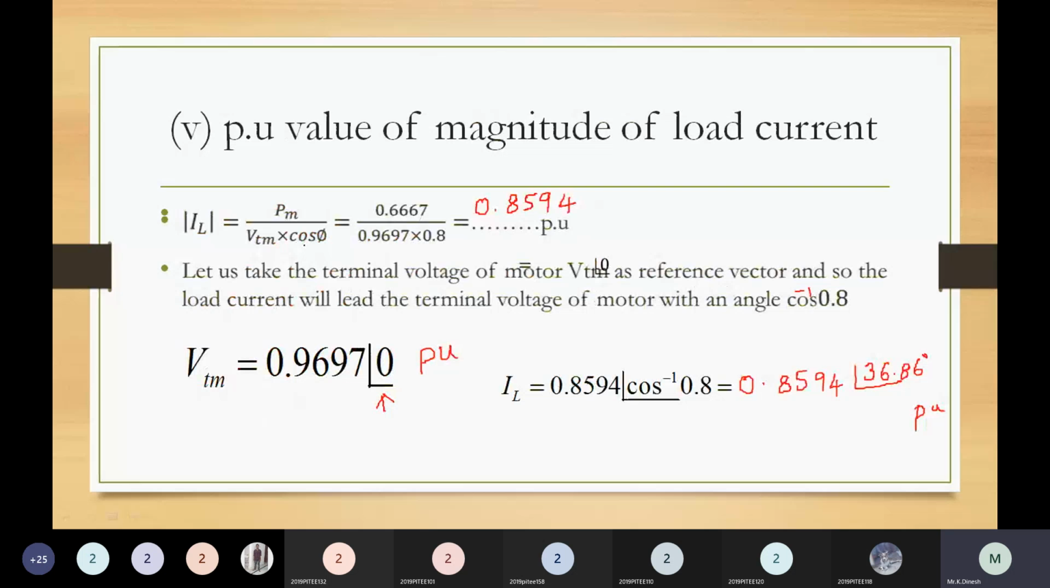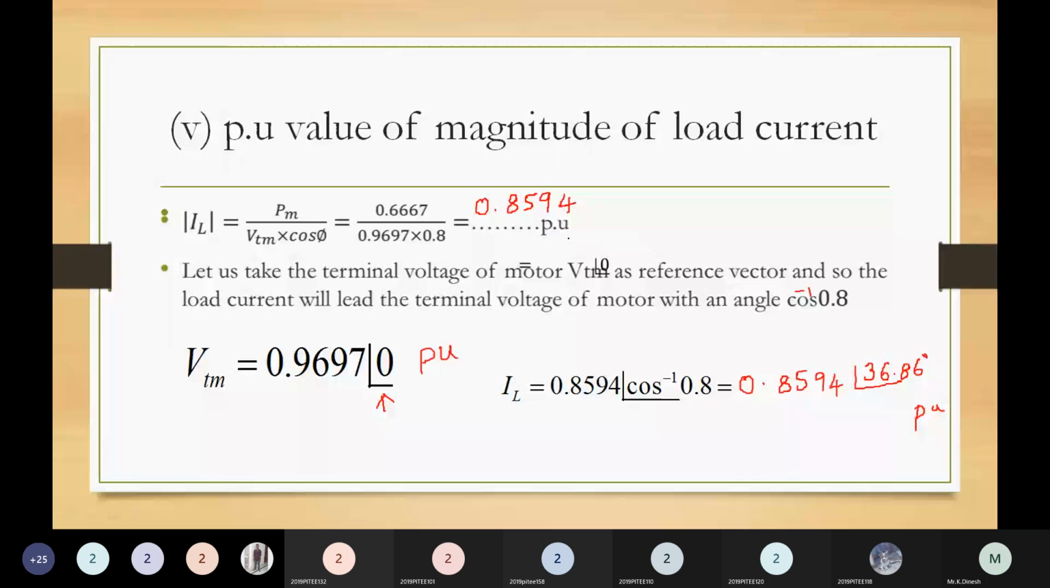Next, we need to find out the actual magnitude of the load current. The load current magnitude is nothing but PM divided by VTM times cos phi. The PM power extracted here is in per unit 0.667, the terminal voltage of the motor terminals is 0.9697, and the power factor, which is leading, has the numeric value 0.8. So if you solve, you get 0.8594 per unit. Clear?